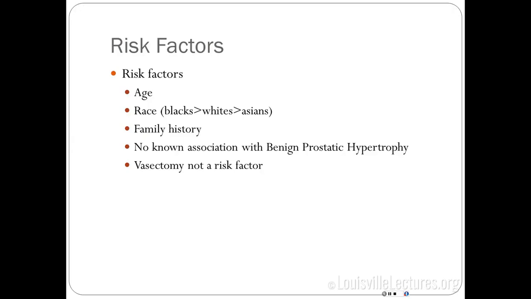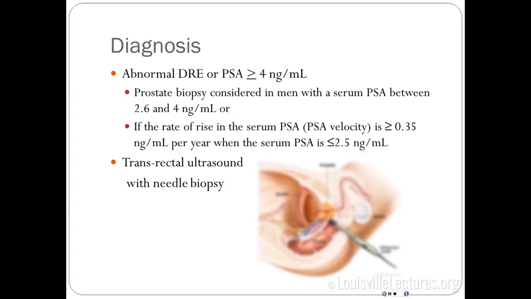So starting with prostate cancer, here's some of the risk factors for development of prostate cancer. Age, race. We know that African American men are more prone to get it, and when they do get it, they're more prone to have an aggressive course. Family history. And interestingly, there's no known association between BPH and subsequent development of prostate cancer. So just remember that for your boards. And vasectomy also is not a risk factor. There are some reports of perhaps people with vasectomies getting, if they do get prostate cancer, a more aggressive form of it, but that's not necessarily borne out clinically.